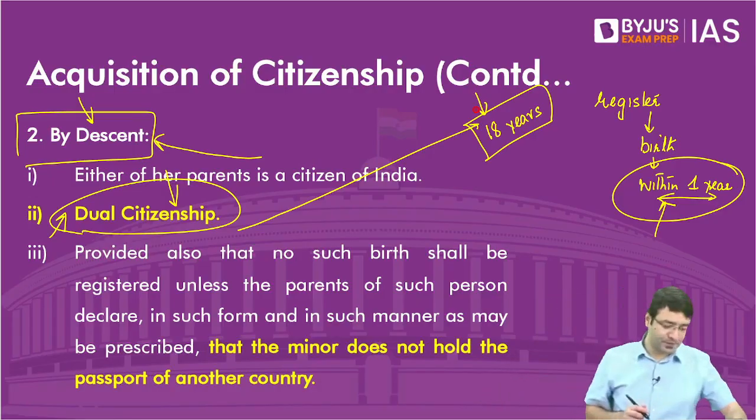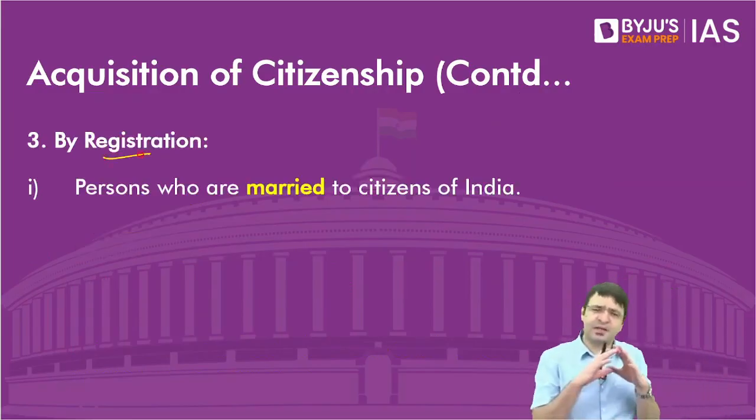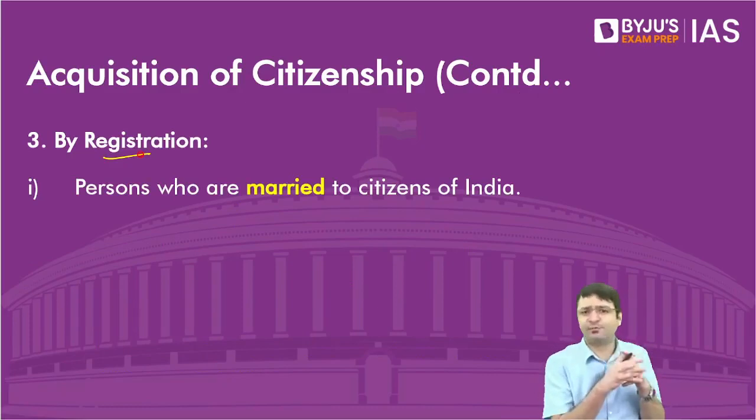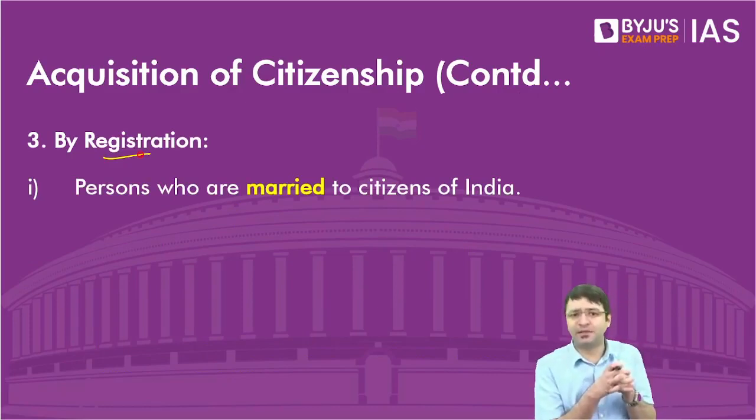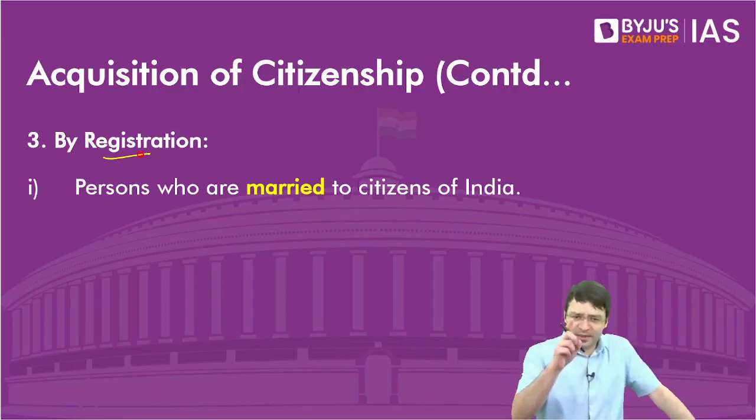Okay. The third is by registration. There are different categories of people who can become Indian citizens through registration. We will discuss some other categories slightly later, but one category we will discuss now. And before we discuss that, let me tell you very frankly, by reading the citizenship chapter, by attending this lecture, please don't come up with permutations and combinations.